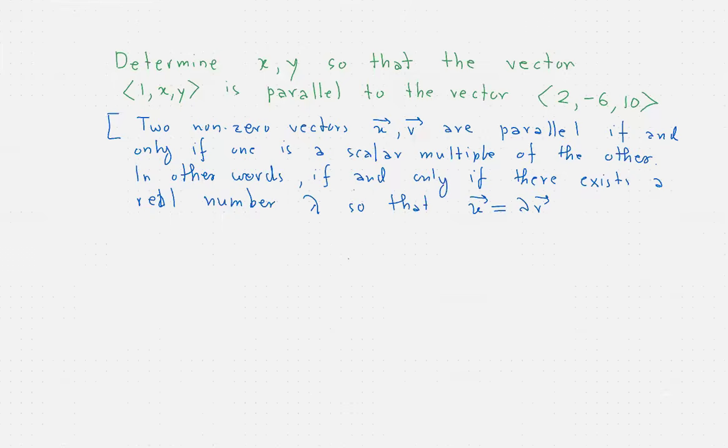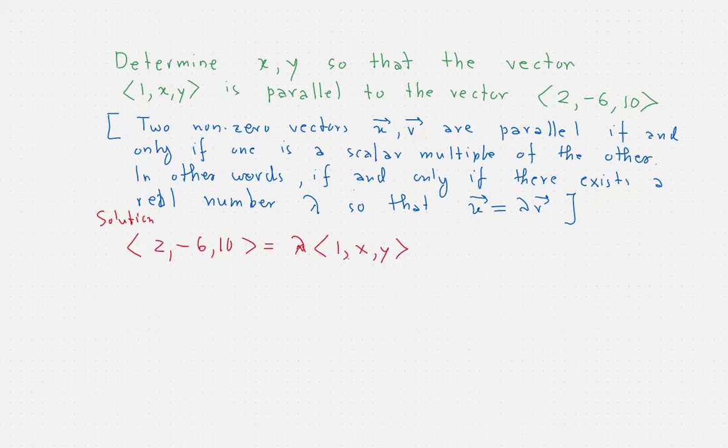So with this in mind, how do we solve this problem? Since we want the two vectors to be parallel, that means that (2, -6, 10) should be equal to lambda times (1, x, y). It should also be possible to solve this without using such a formulaic method, but this will do.